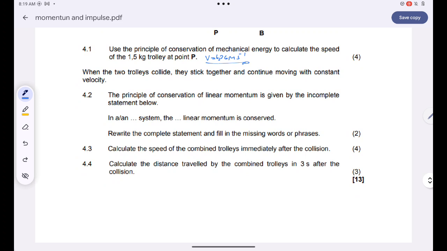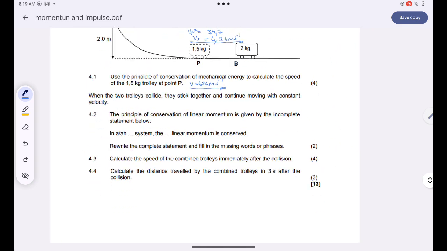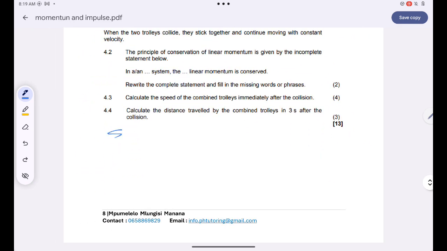They want us to calculate the speed of the combined trolleys after the collision. We are still dealing with an isolated system, guys. So in an isolated system, I told you that there are two things which are conserved. Mechanical energy is conserved, and the total linear momentum is also conserved as well. Are we together? So we can simply say that the sum of the momenta before collision is equal to the sum of the momenta after collision.